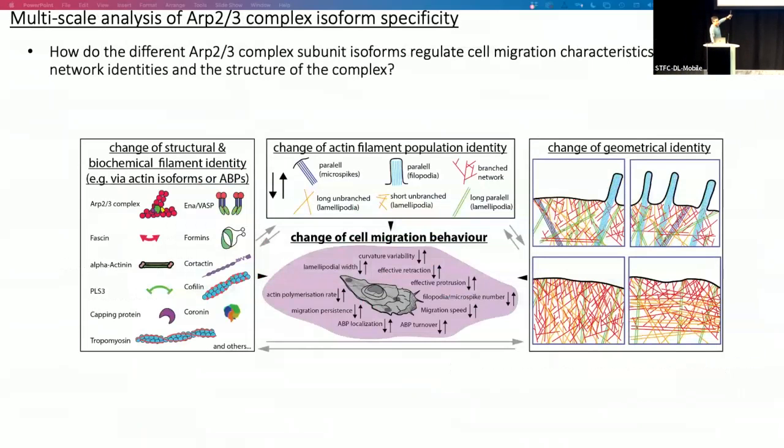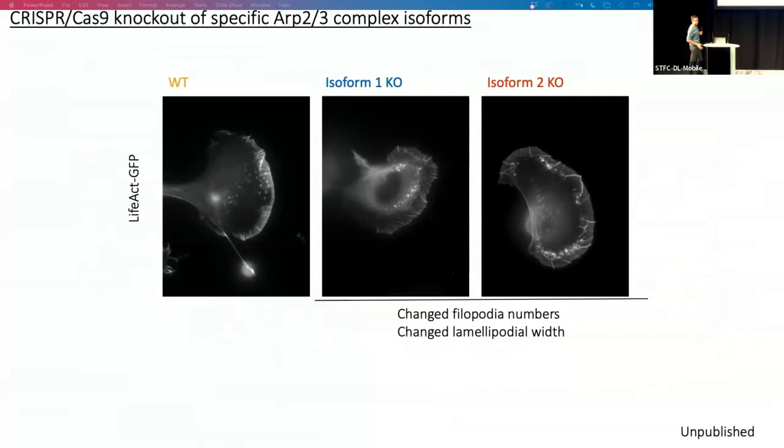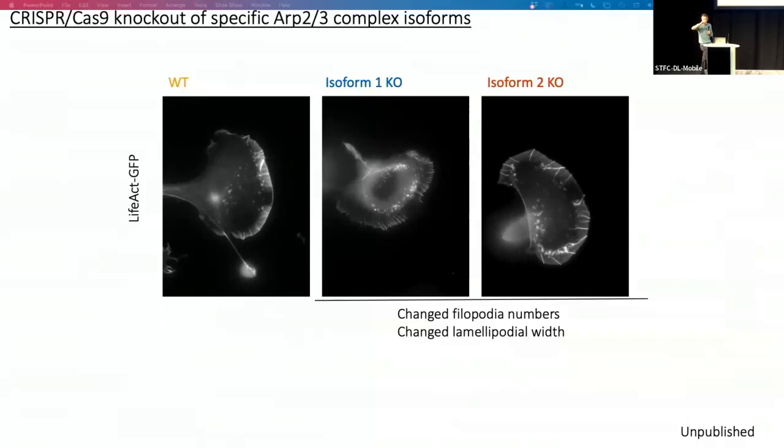So to really understand how the change, sorry, I shouldn't move the microphone away from my face, how the change of protein activity changes topology, changes protein structure and cell migration characteristics. So we generated knockout cell lines where we removed individual isoforms. And you can see here 2 isoform knockouts. I'm not going to bore you with which isoform.